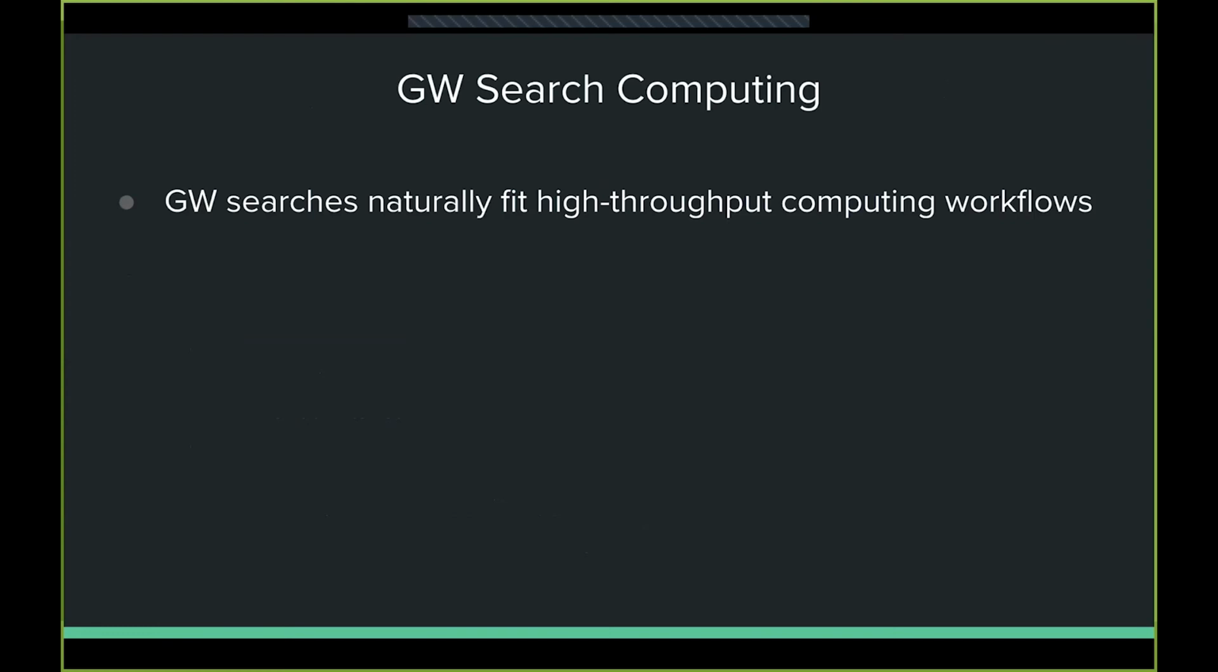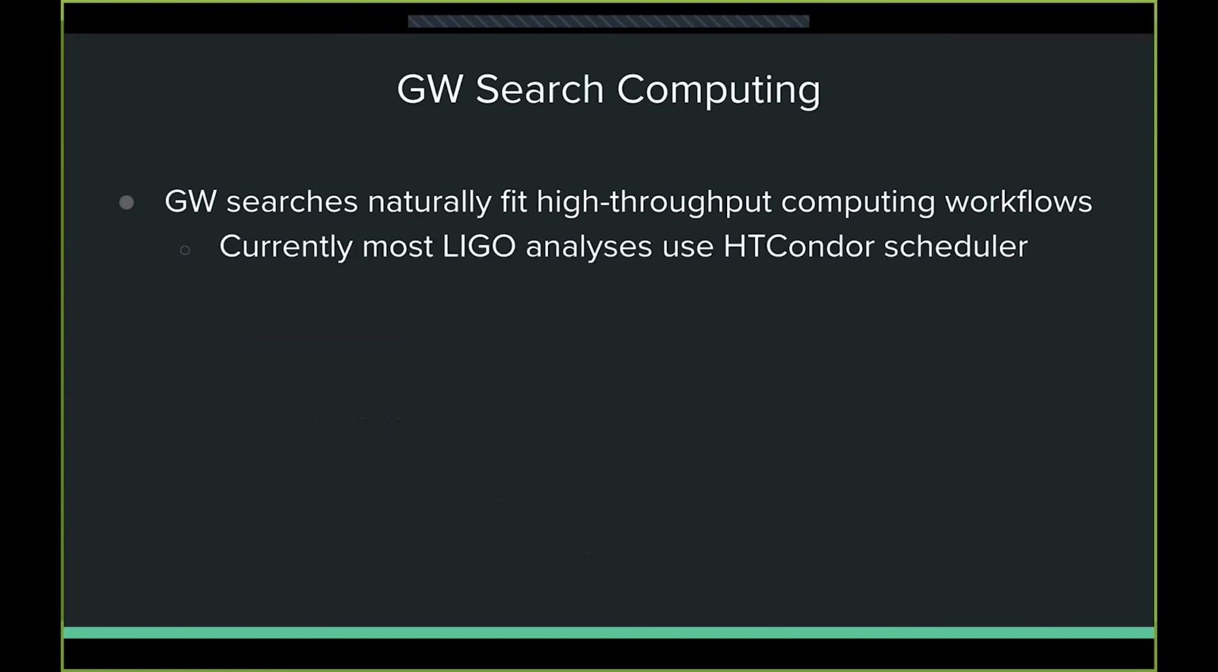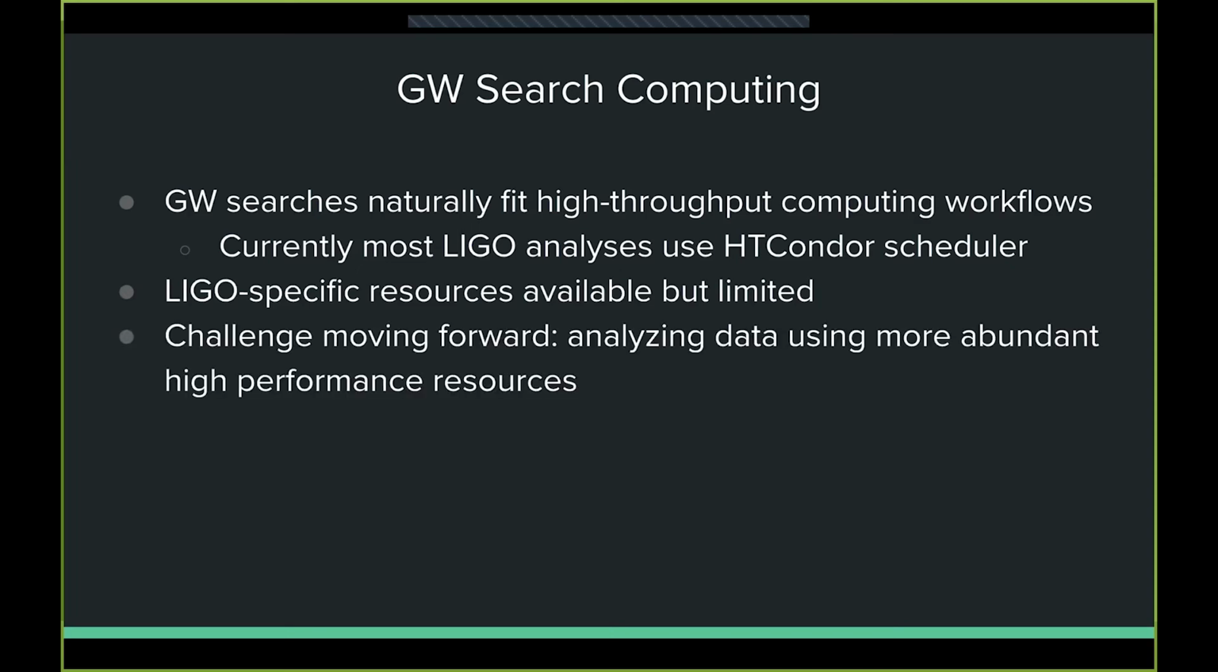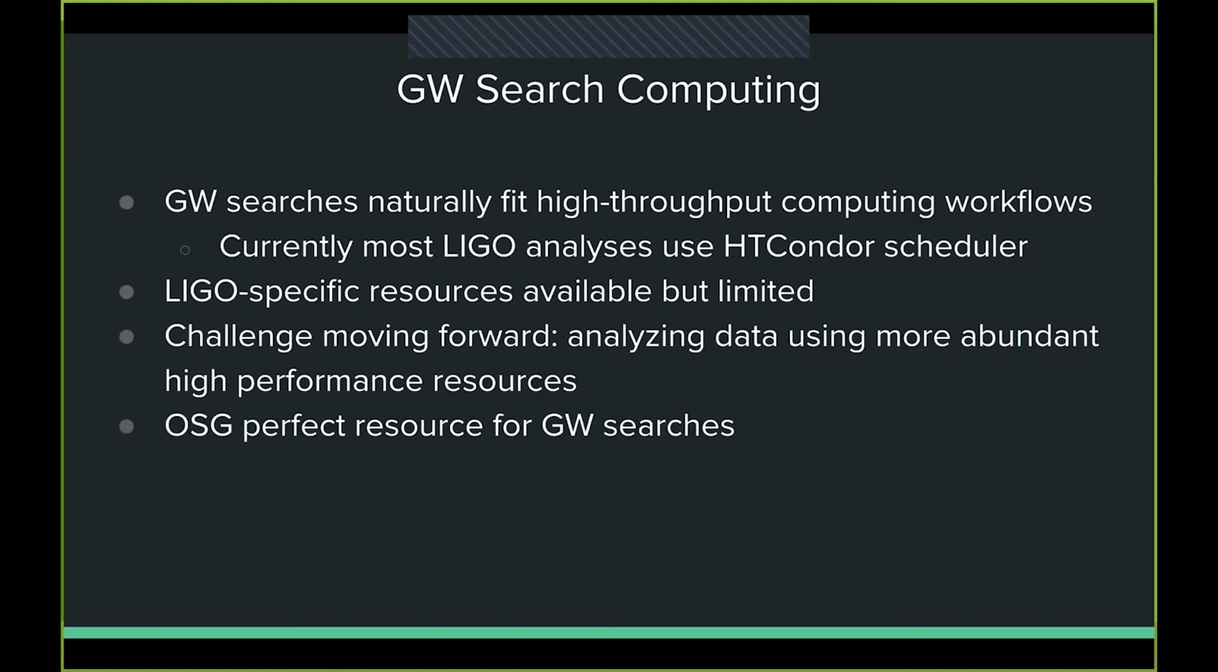So just a couple of comments about search computing in general, and then some stuff about actually using OSG. So as maybe you guessed, gravitational searches naturally fit high throughput computing workflows. We use internally the HTCondor scheduler. LIGO specific resources are available, but are limited. And one of our challenges moving forward is trying to be able to use more abundant resources, which we have noticed most resources are high performance computing clusters.